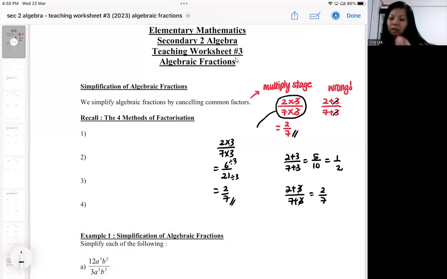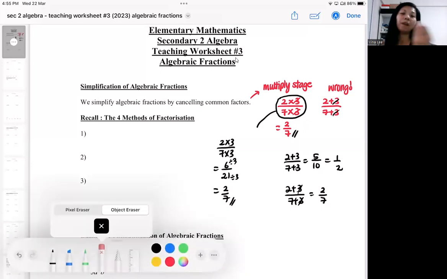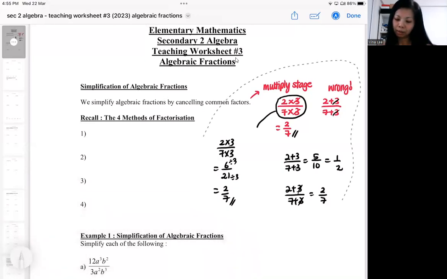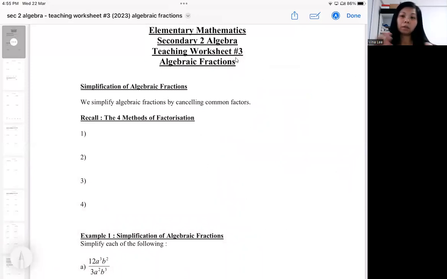So you are cancelling in the multiplication stage, because that is the same as dividing by a common number. When it is a plus or minus, you cannot cancel. So that's one thing for you to take note of. A lot of people will make this mistake. We cancel when they are in multiplication, something times something, then that allows you to cancel.